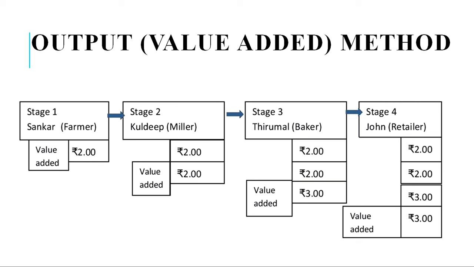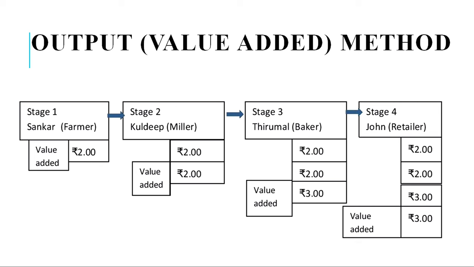Then it goes to the third stage, Mr. Thirumal, who is a baker. That baker is making biscuits, or it is a biscuit factory. You can also consider it a bakery. This baker makes the biscuit, or he may be making bread also. If you take it as a biscuit factory, he adds value of 3 rupees. So 2 plus 2 plus 3, its value now is 7 rupees.